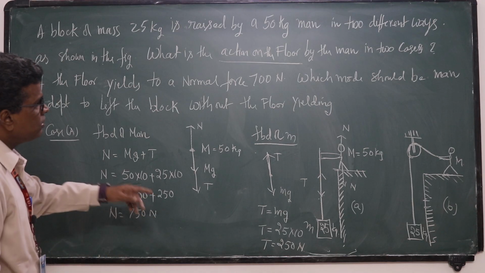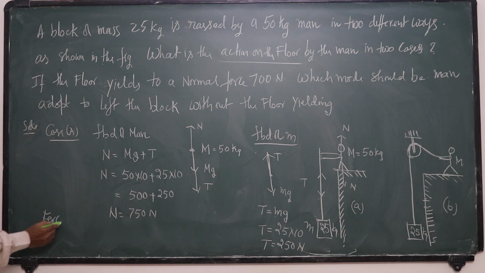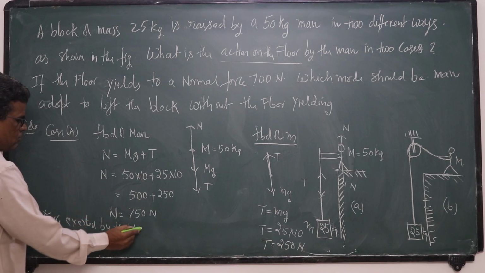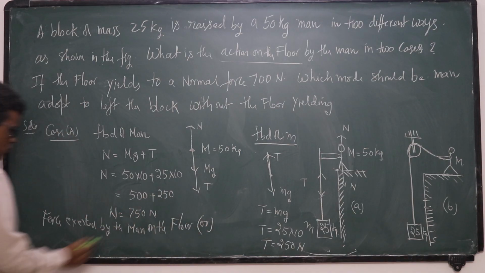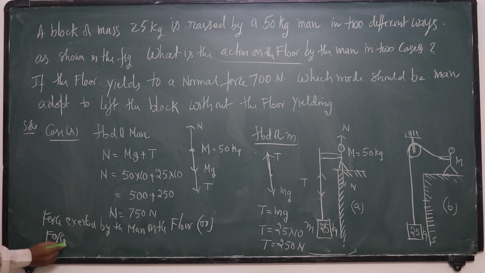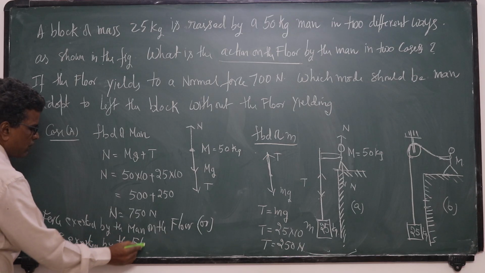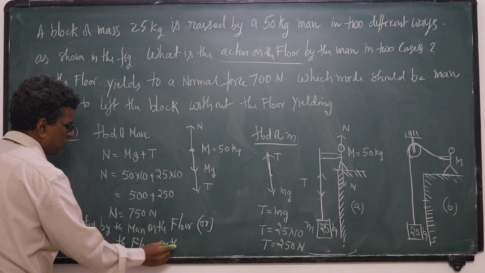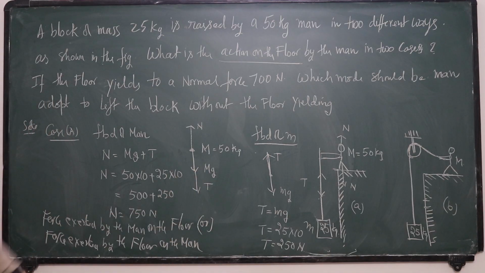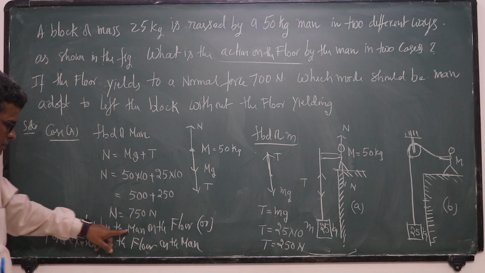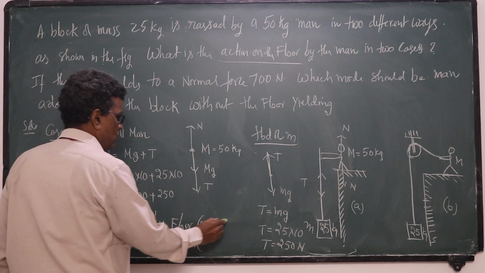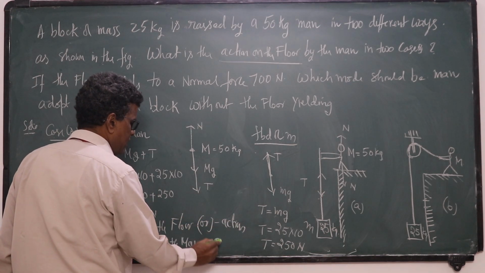That means the force exerted by the man on the floor or force exerted by the floor on the man, both are same, action, reaction. So we want action on the floor. So action on the floor is force exerted by the man on the floor. This is action. If this becomes action, this will become reaction.